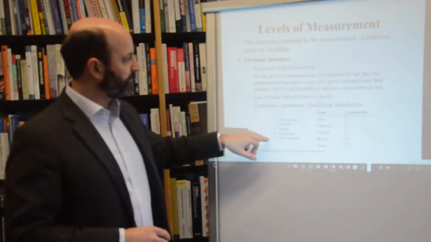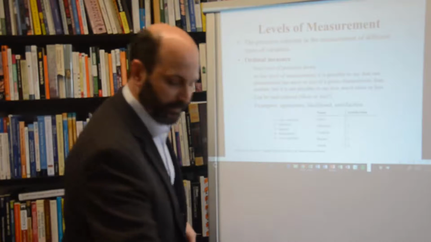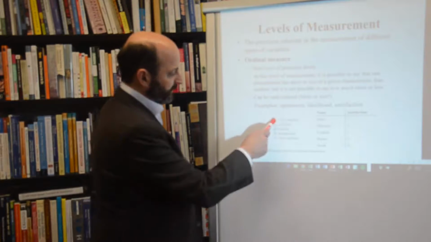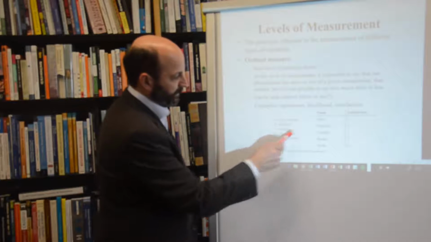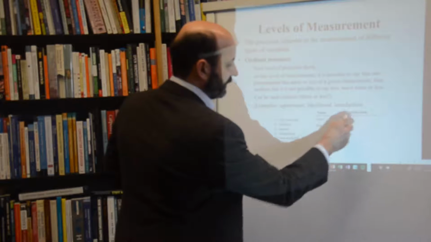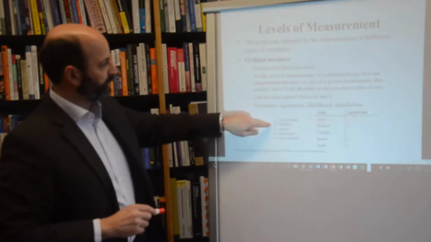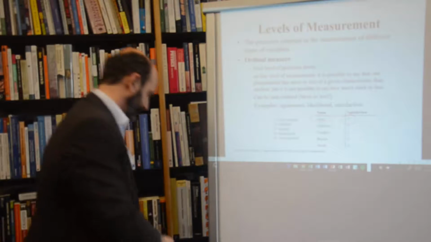And here's an example of an ordinal measure that you might see from a survey response. What we see here is the different possible answers, and we see names of people, and we see their ranking on satisfaction based on this ordinal measure here. Okay?